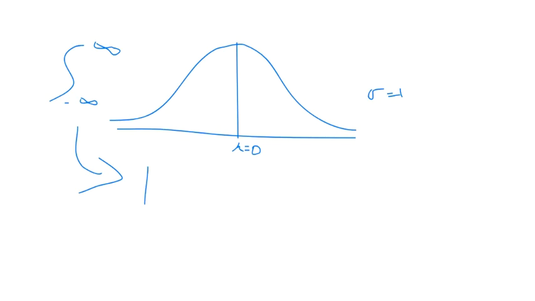My symbols. So this in the middle is mu, so the mean. This on the left is an integral. This on the right is a sigma. And this is a 1.